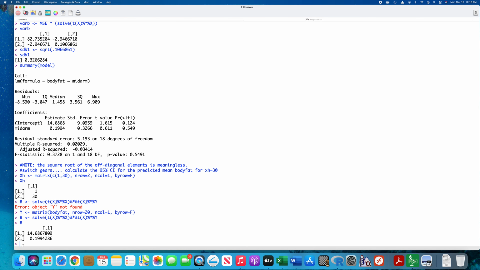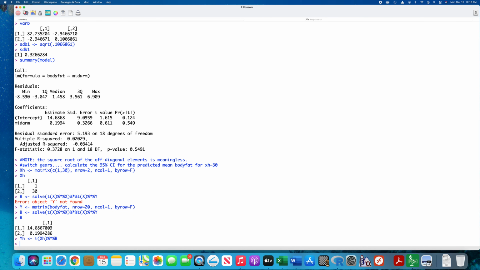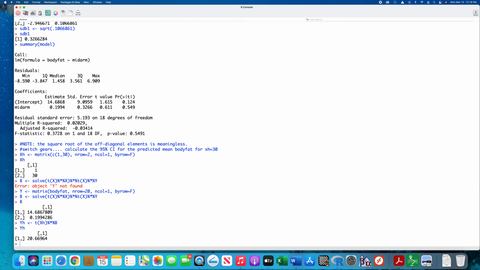Okay, now let's get our predicted values. So y hat, let's call it, can be found by taking the transpose of XH times beta. So the predicted value is 20.67. So that's the first thing I'm going to need to calculate my confidence interval.